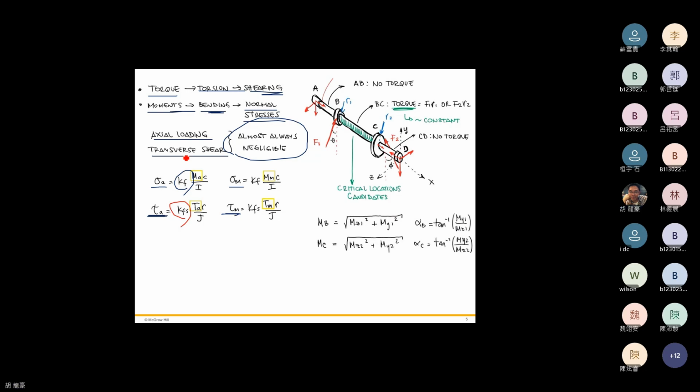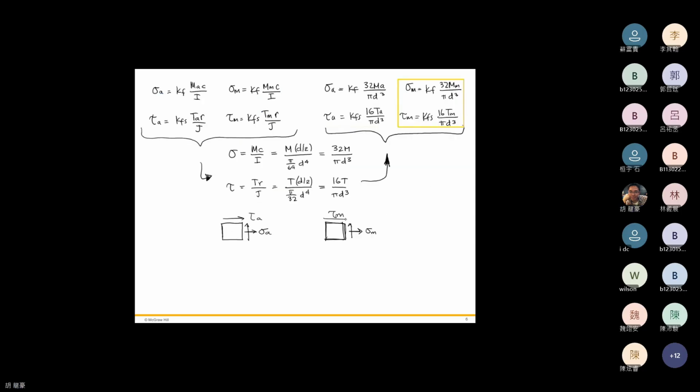I'm going to briefly review what we already learned. The shaft keeps rotating, so we have to consider it as fatigue loading. This shaft has no axial loading applied, or we can just ignore the axial loading and transverse shear. The torque will produce the shear stresses, and the tangential force will produce the moment and the normal stresses. So we have the alternating stress and mean stress, and the alternating shear stress and mean shear stress.